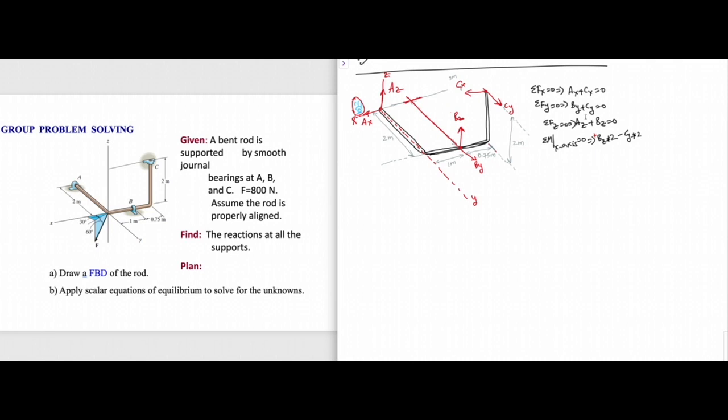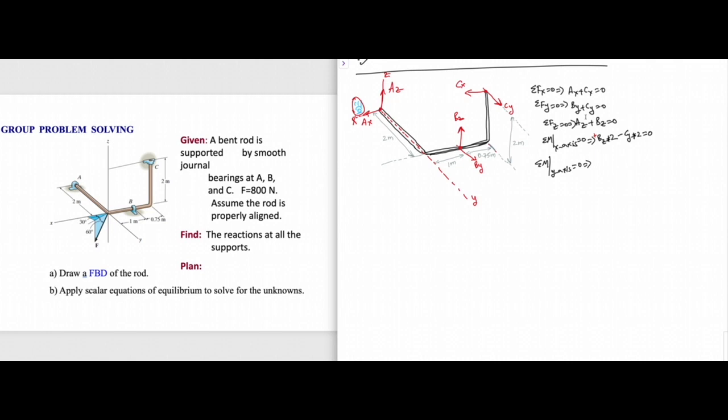So what about CX? CX is parallel to x-axis, so there is no contribution to moment. That means moment with respect to x-axis is, that's it. So this should be equal to 0. Now the sum of moments with respect to y-axis is equal to 0. What is the moment with respect to y-axis?